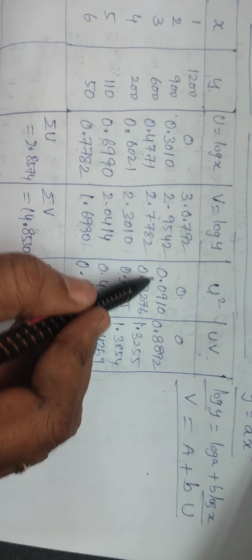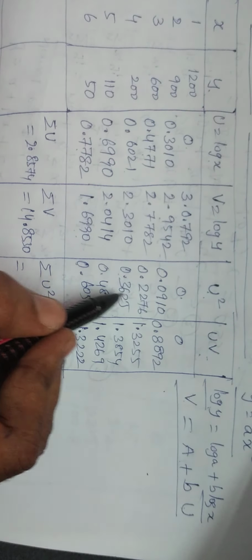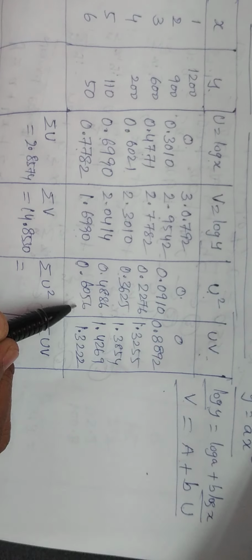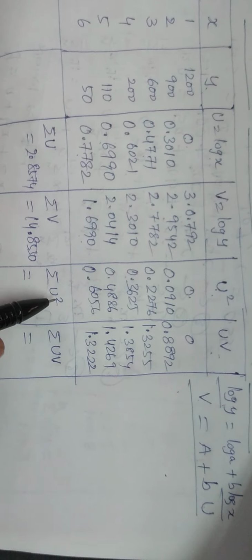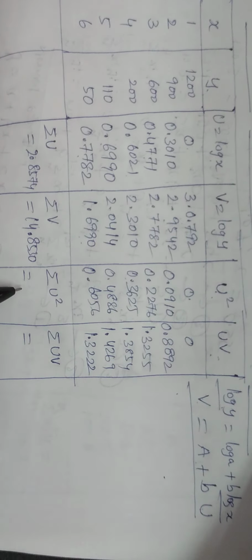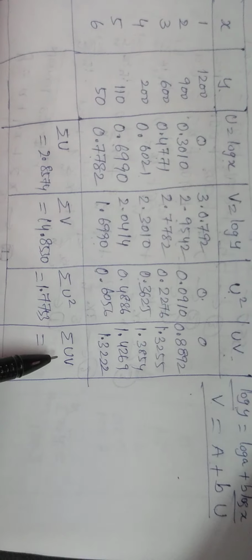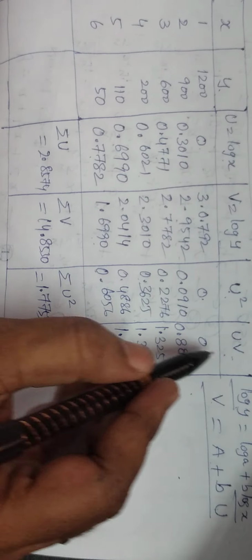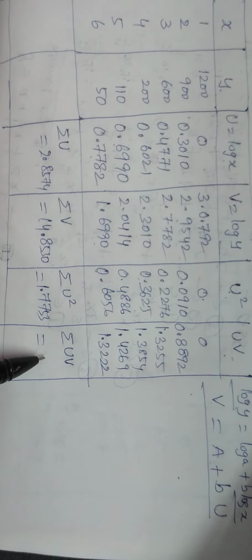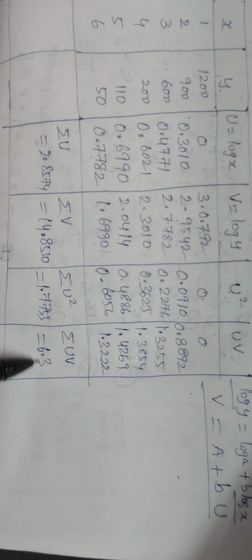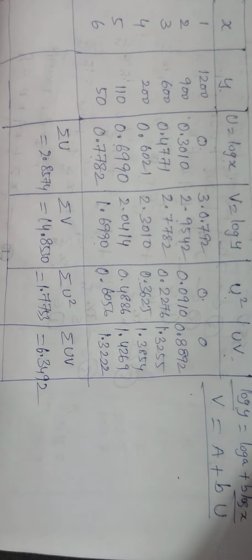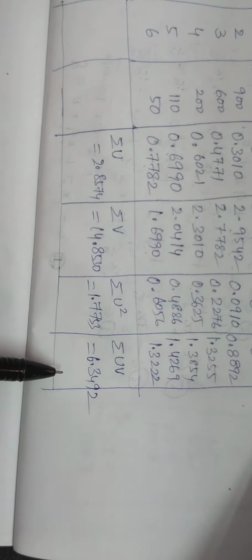this is the u square value. If you add 0.0910 plus and so on plus 0.6056, these are all the u square values. The total of the u square values, summation u square, is 1.7753, and summation uv, that is the sum of these values, is nothing but 6.3492. Okay, these are the values we have obtained.